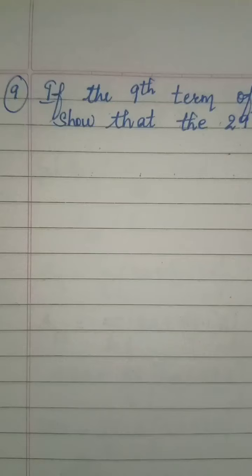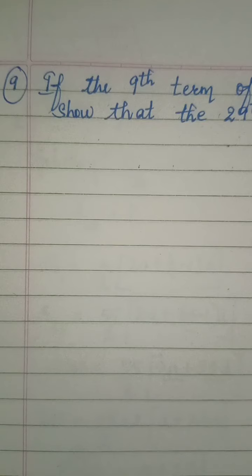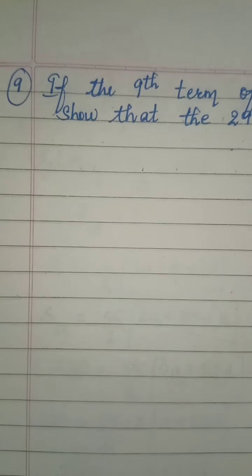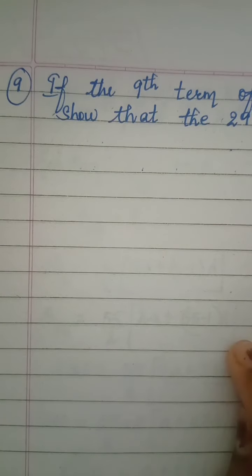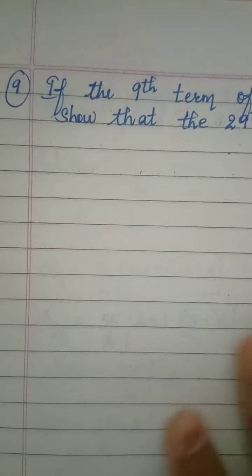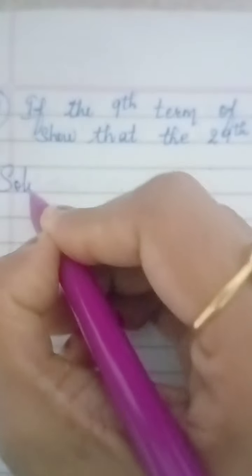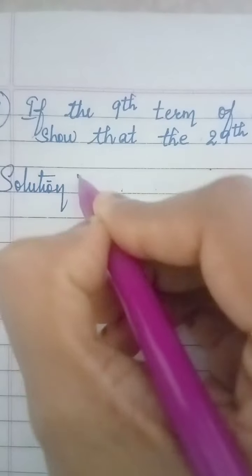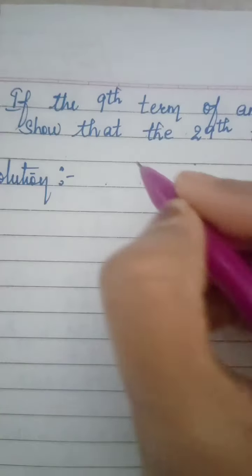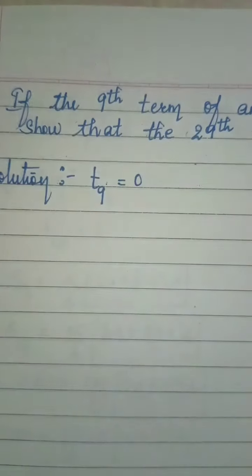Try it out. Now sum number 8, did you try? Got the answer? Yes. So here I will be solving the last sum of this practice set. Question number 9. If the ninth term of an AP is 0, let me write it. So solution. What is given, children? Ninth term of AP is 0. So T9 is equal to 0. Interesting, huh?